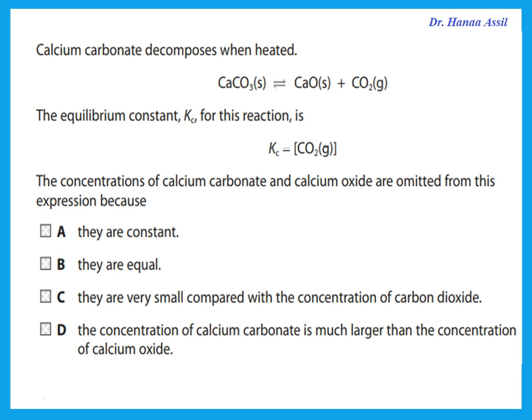And then this question says calcium carbonate decomposes when heated. The equilibrium constant for this reaction is Kc is concentration of CO2, and that's it. Concentrations of calcium carbonate and calcium oxide are not included. Now, why are they not included? Because being solids, they are regarded as constant. So it is as if they're not changing.